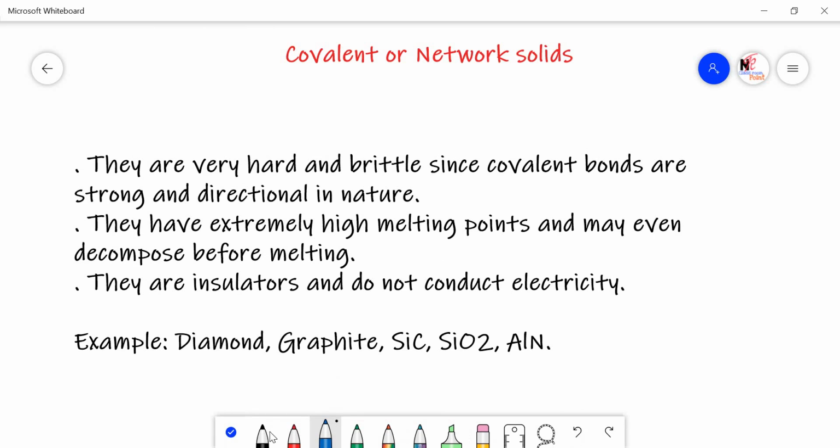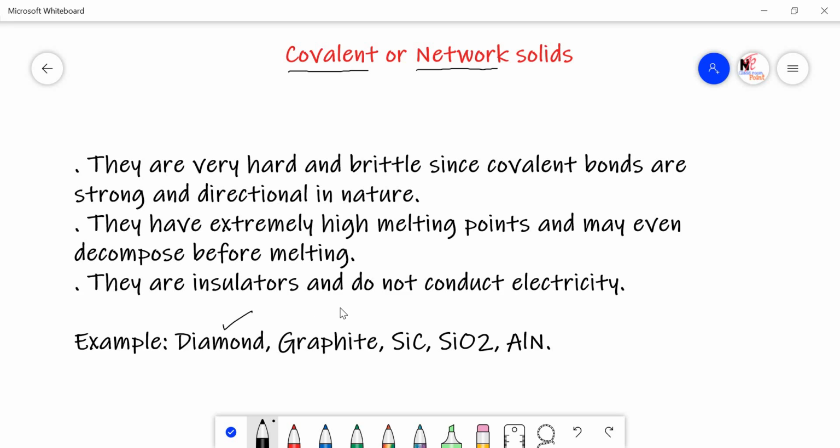Now let us see covalent or network solids. Covalent or network solids means here only covalent bonds will be there and they form a network-like structure. So that is the reason why these are called covalent or network solids. These covalent or network solids are very hard and brittle since the covalent bonds are strong and directional in nature compared to the remaining bonds. They have extremely high melting point values and may even decompose before melting. They are insulators and do not conduct electricity.